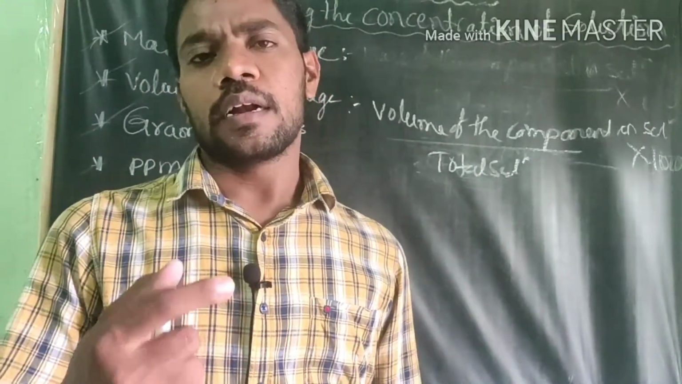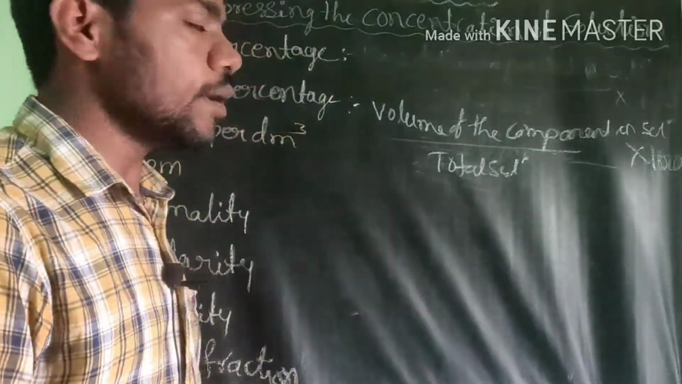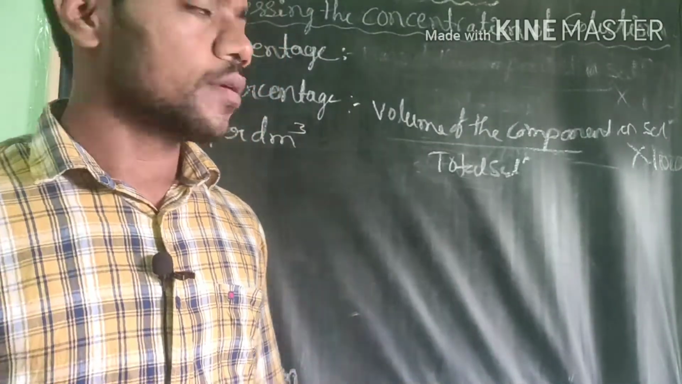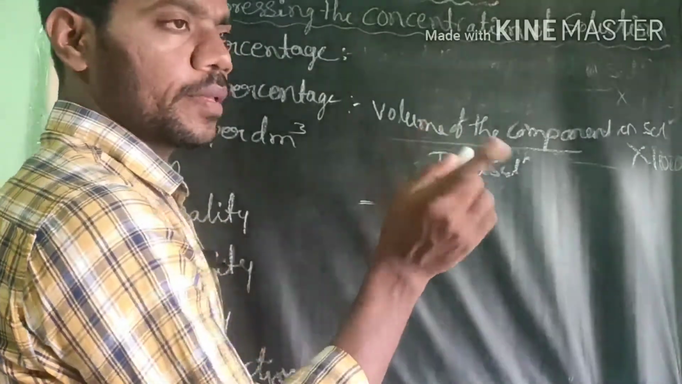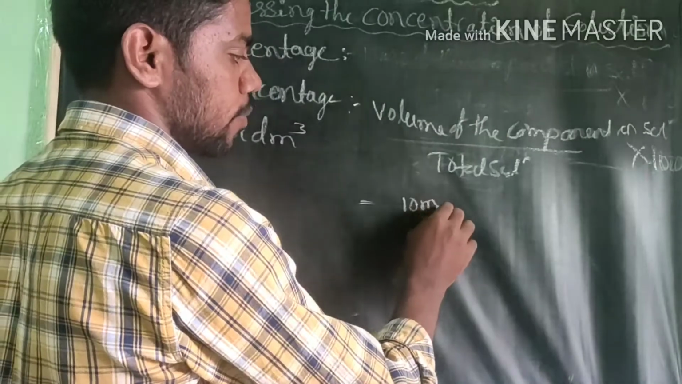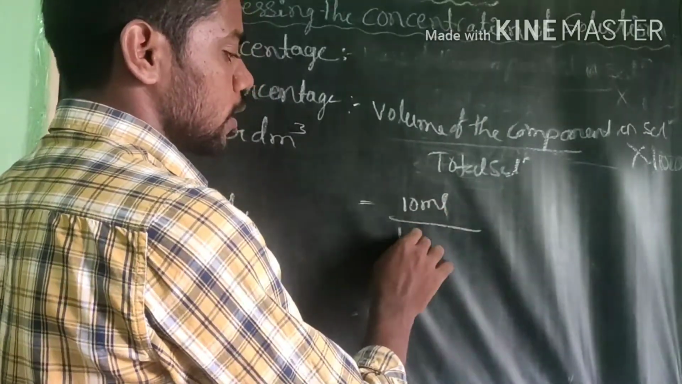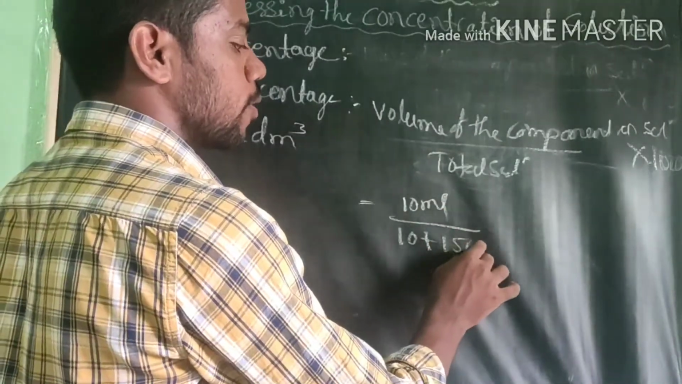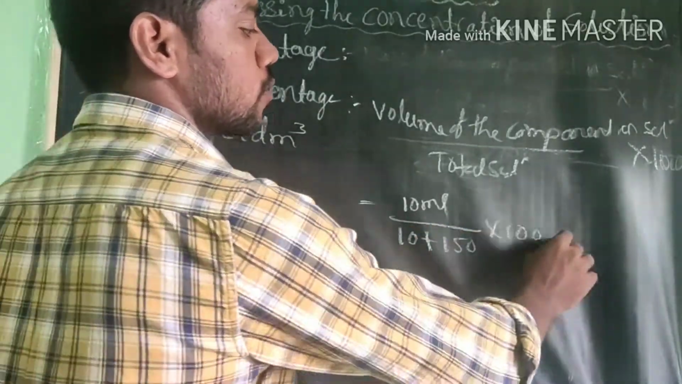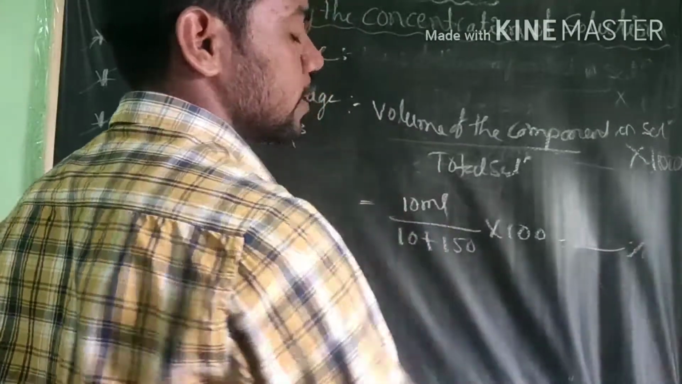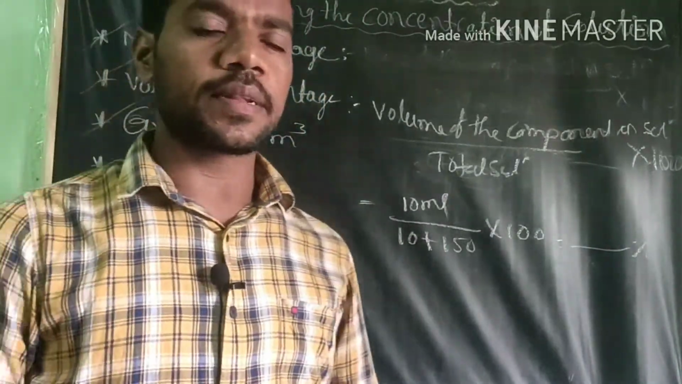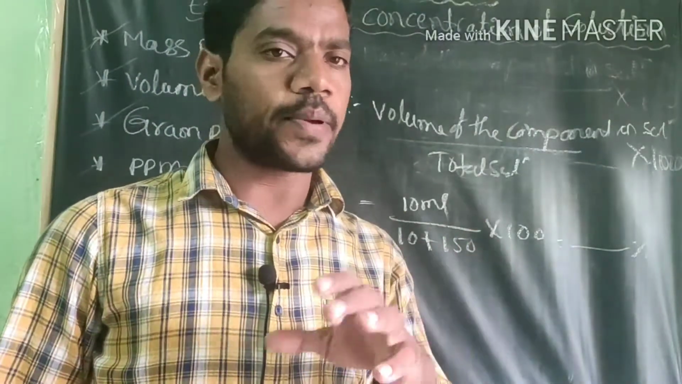For example, 10 ml of ethanol present in 150 ml of water. You see it, 10 ml of ethanol present in 150. 10 ml means first 10 ml of solute. Total volume means 10 ml plus 150 ml of water, into 100. Therefore, we have to calculate this one. This is what volume percentage. How we are going to take the percentage, right? How much percentage are we removing?